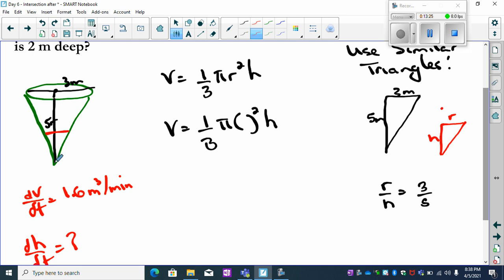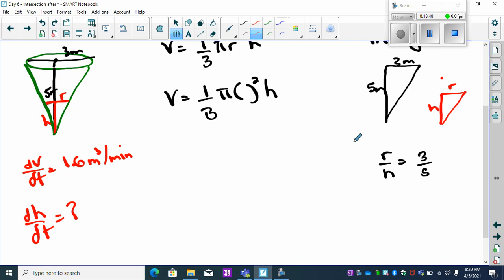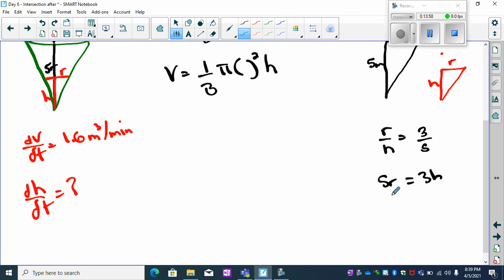As water's being pumped in, this height is going to change, and the radius is going to get bigger as it moves its way up. So those are changing. That's why I used R and H variables, R for the radius and H for the height. Now with some manipulation, I can rearrange this so that it says 5R equals 3H, and I want to put it in the form R equals. So I'm going to divide both sides by 5.